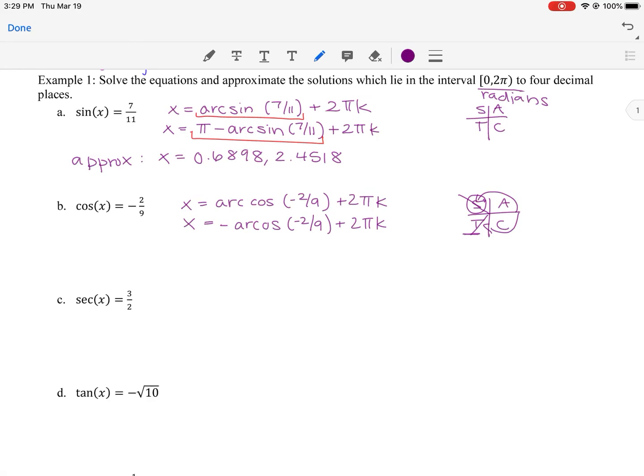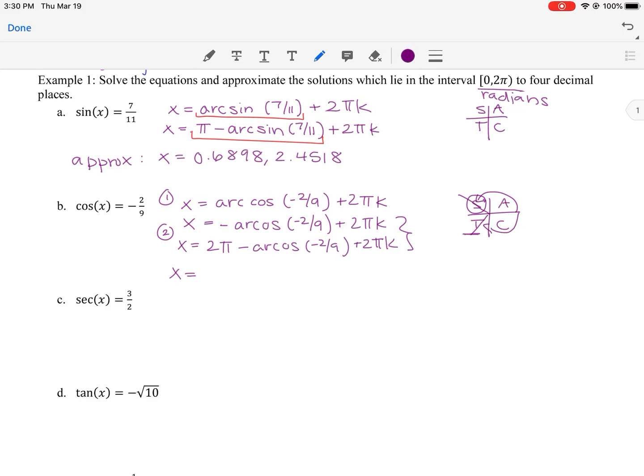Okay, your other option is to take 2 pi, and if we take that angle, and we take the whole 2 pi and subtract from it the arc cosine of negative 2/9, these are equivalent. So these two are the same way to write the same thing. So you really only have one and then two answers, but you can kind of choose which way you like to write the second one.